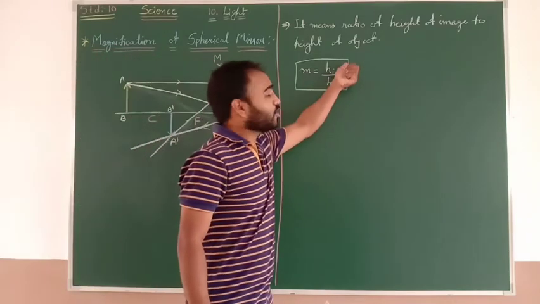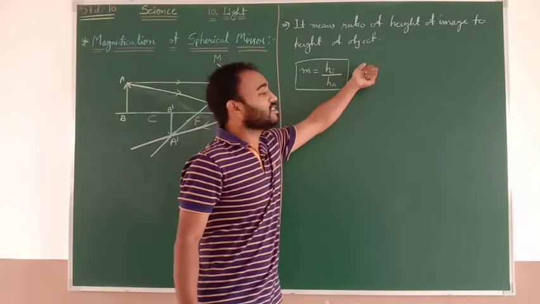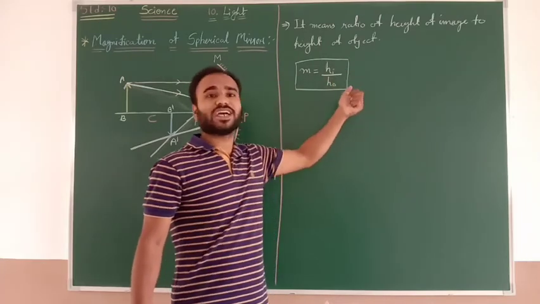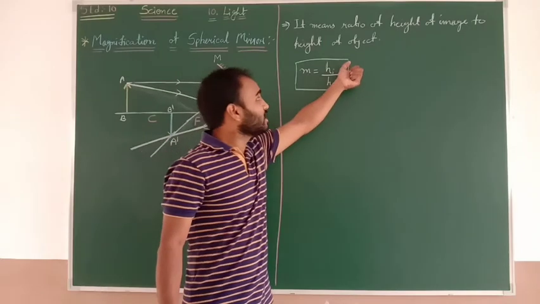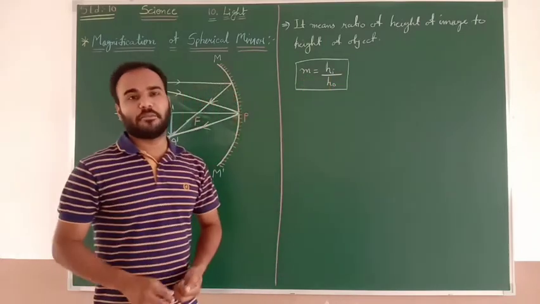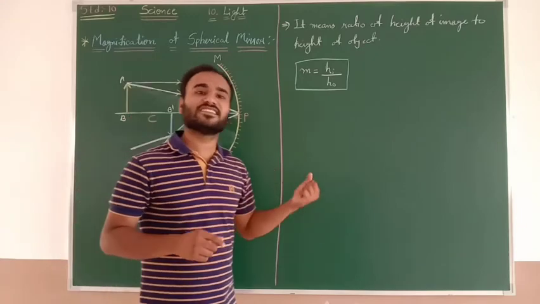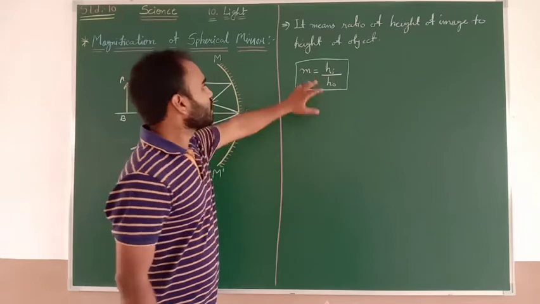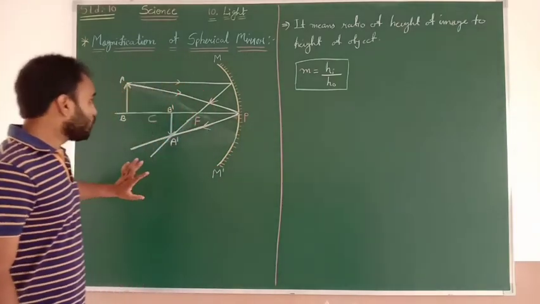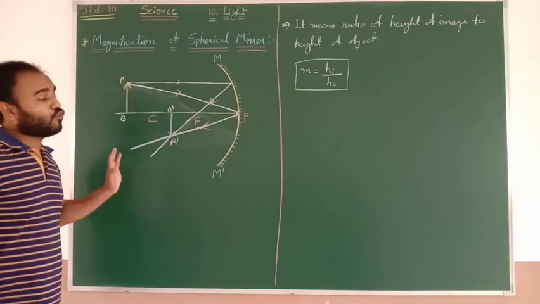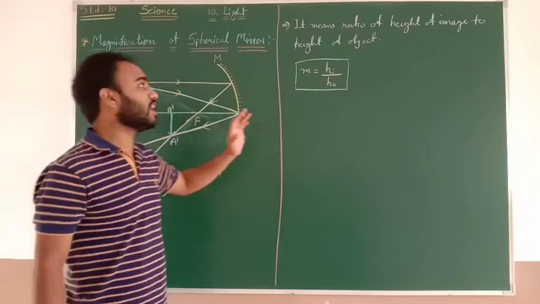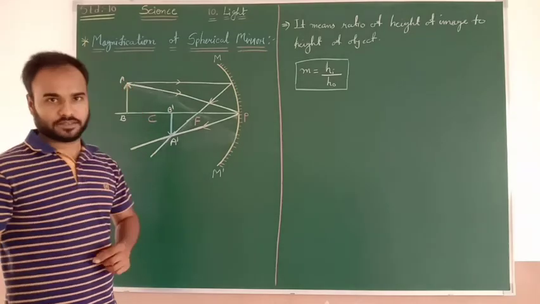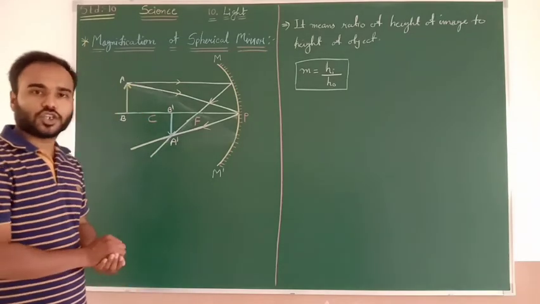If the height of the image is measured in centimeters, then the object height will also be in centimeters, so the unit will cancel out. So there will be no unit for magnification, as it indicates the ratio only, and a ratio has no unit. Now we'll see from the figure what the different formulas and the values of magnification for a mirror will be. So let us talk about that.